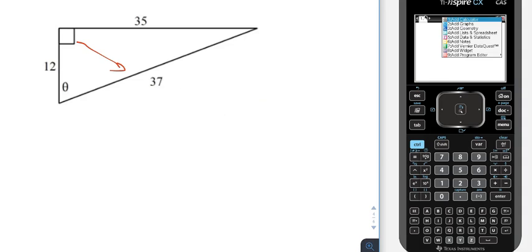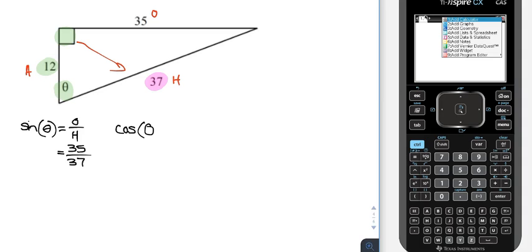triangles. So when you go to do this, your first step is always to label your triangles. So label your hypotenuse to start off with. It's your easiest side to label. And then depending on where your angle is, we label our adjacent and our opposite sides. And then it's a substitution. So sine theta equals opposite over hypotenuse, which is 35 on 37. Cos theta is adjacent over hypotenuse, which is 12 over 37, and tan is opposite over adjacent, which is 35 on 12.